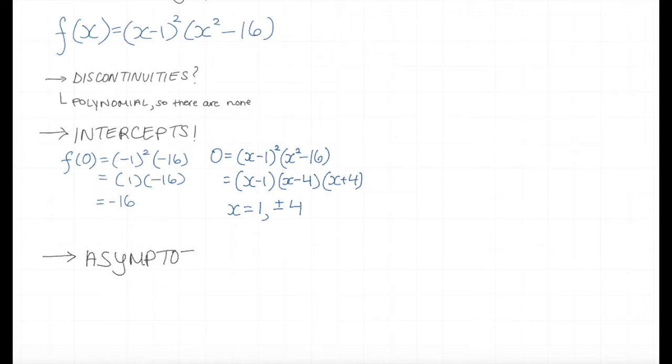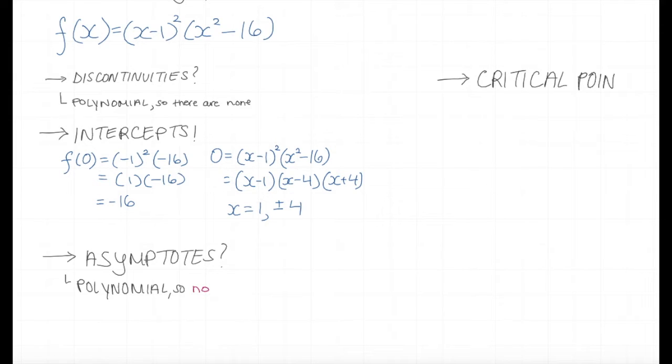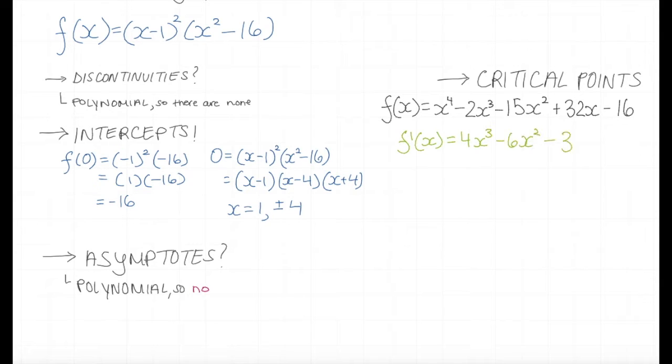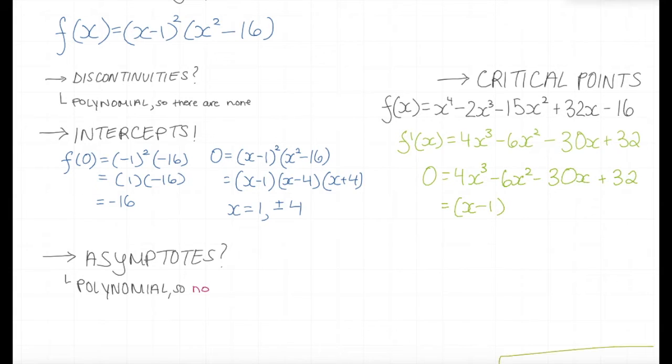We now look at any asymptotes. Once again, since this is a polynomial, there are none. Let us now look at critical points. Expanding f of x, we receive the following, and thus get that f prime of x is 4x cubed minus 6x squared minus 30x plus 32. Setting this to 0 and factoring, we get (x minus 1) times (4x squared minus 2x minus 32).